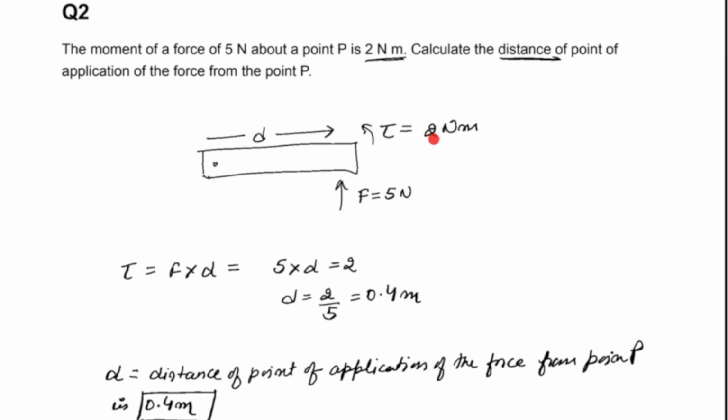So the torque is given as 2 Newton meter, force is given as 5, but D is unknown. We don't know this. So we'll apply F into D, 5 into D is equal to 2 Newton meter. Then D will be 2 divided by 5, which will come as 0.4 meter. So the distance is 0.4 meter from the pivot.